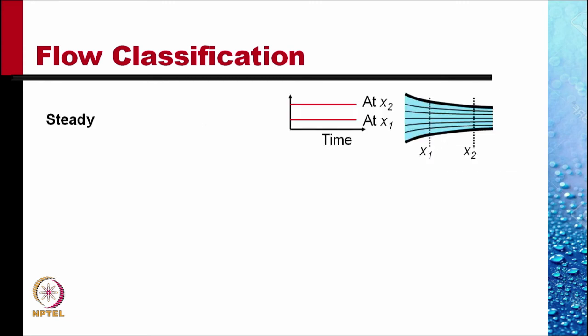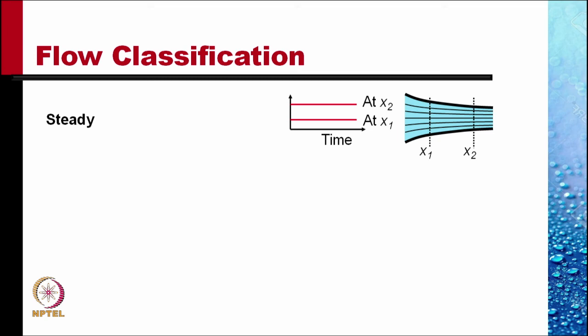Similarly, we have a name, steady flow. Steady flow is that flow field where the properties do not change with time. So at location x1, the velocity is constant with time, and at any other location x2, the velocity is constant at the higher value for all times. This flow is termed steady flow.